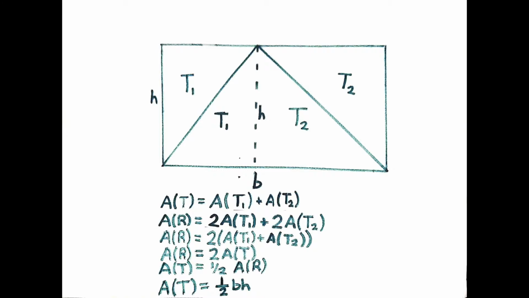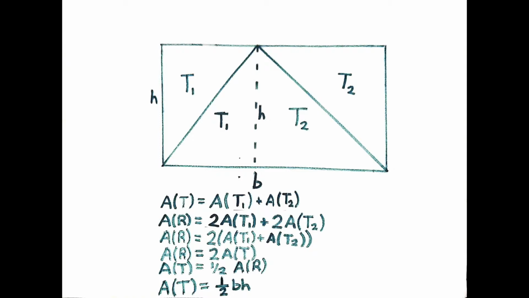This is easy to show because the height h divides up the rectangle into two smaller rectangles, and rectangles have opposite sides congruent, or of equal length. And like I said earlier, the area of any shape, any polygon, is the sum of the areas of the polygons that make up the shape. So the area of the rectangle can be seen as the area of T1 plus T1 plus T2 plus T2. However, the area of our triangle is the area of T1 plus the area of T2.